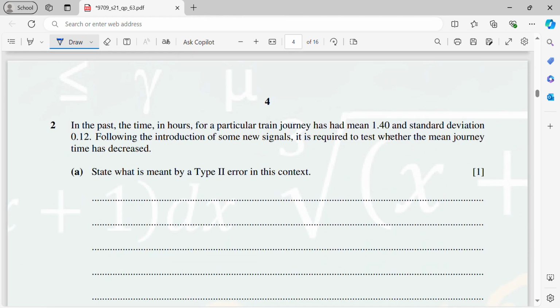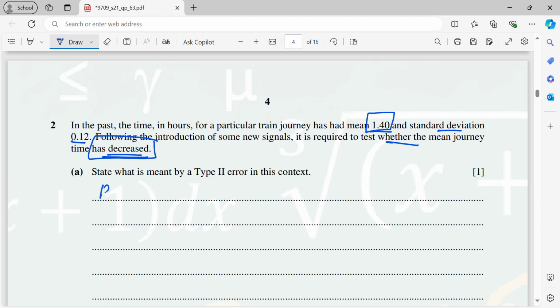For question number 2, in the past, the time in hours for a particular train journey has had mean 1.40 and standard deviation 0.12. Now, following the introduction of some new signals, it is required to test whether the mean journey time has decreased. Okay, the mean was initially 1.40. Now you want to check whether it has decreased. So now state what is meant by a type 2 error in this context.